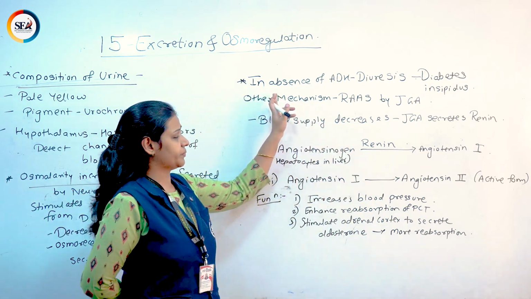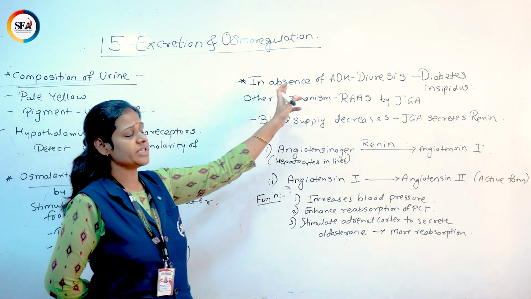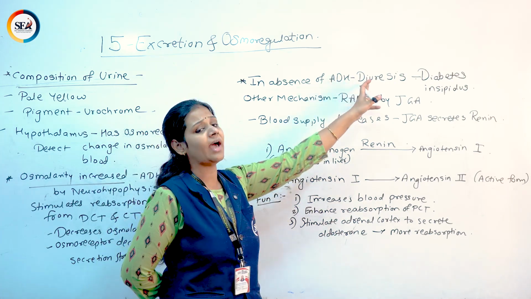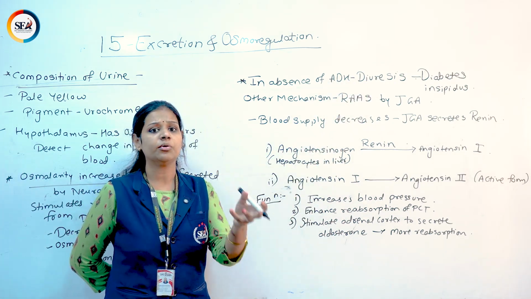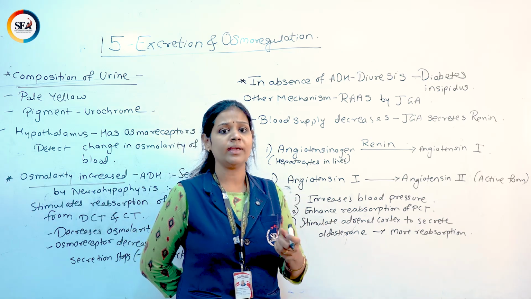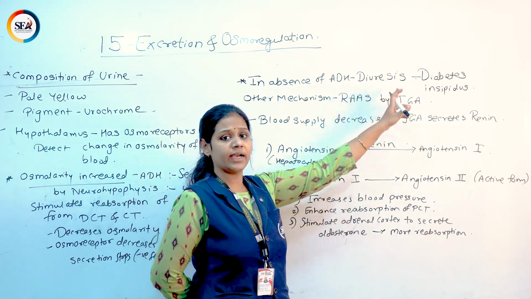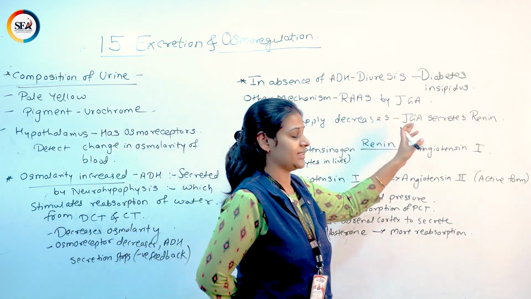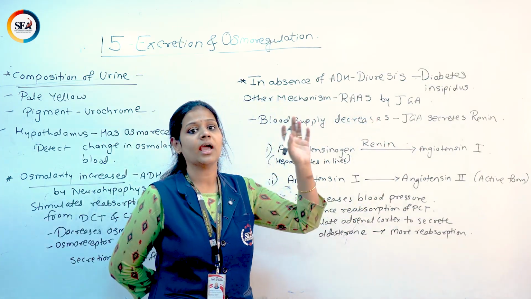Next one is the absence of antidiuretic hormone. If antidiuretic hormone is absent, it will lead to diuresis, that is dilute urine will pass, meaning more water will be eliminated out of the body, and the condition will lead to diabetes insipidus. Another mechanism is the RAS system, that is the renin angiotensin system.